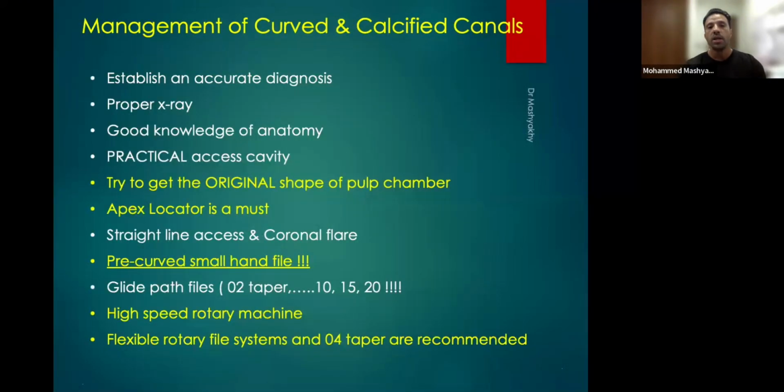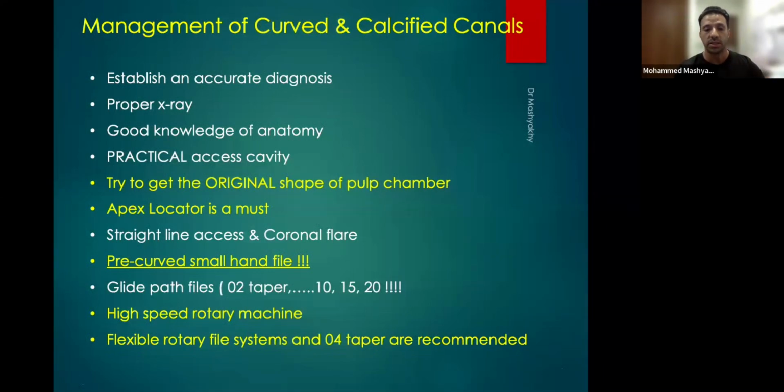So let's go forward to the management of curved and calcified canals. I will go through this topic, then I will go to another topic. Always establish a good diagnosis. Always take an X-ray before you start. Have good knowledge of the anatomy. When you see something wrong in the periapical X-ray, go and take a CBCT before you start. A practical access cavity is a must. Try to get the original shape of the pulp chamber. I will explain all of this in pictures. I'm just showing the protocol, then we go forward.